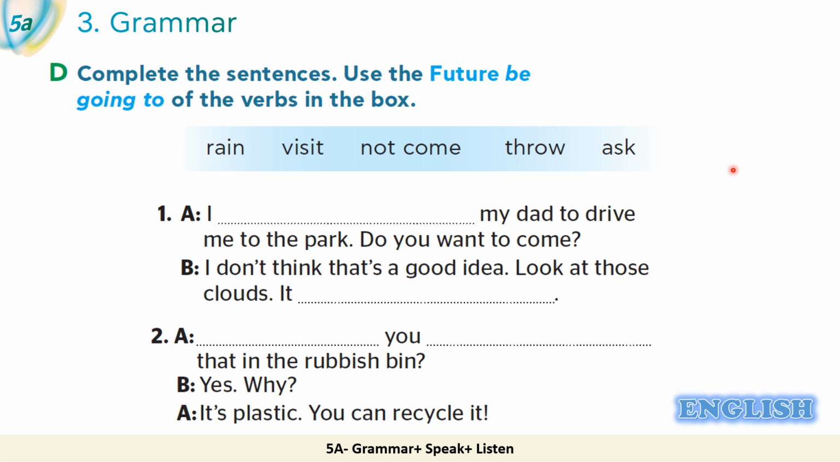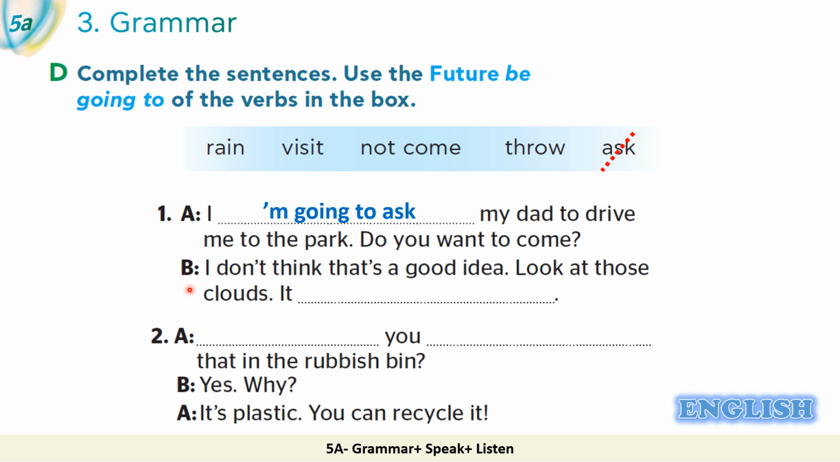Welcome back. Let's start with dialogue number 1. A. What is the correct answer? That's correct. I'm going to ask. We use the auxiliary verb am because the subject is I, followed by going to, then followed by the base form of the verb ask. So let's cross out ask.